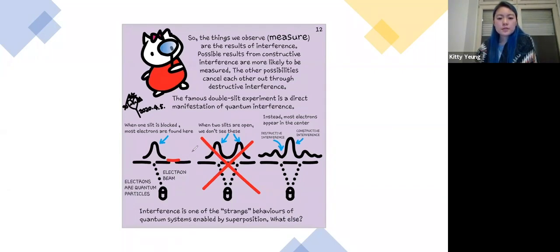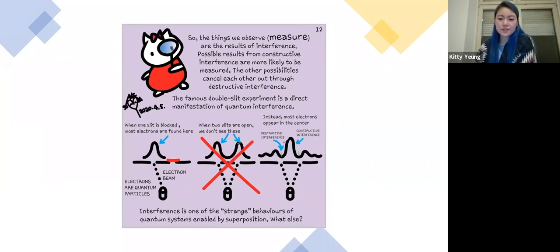But if you open this other slit, you have two slits. Some people may think, oh, I would just have an additional peak here. But in fact, it doesn't do that. What we see is a peak in the middle, and then the places where we may expect more electrons to exist, they actually don't have that many electrons. This spectrum is caused by interference.